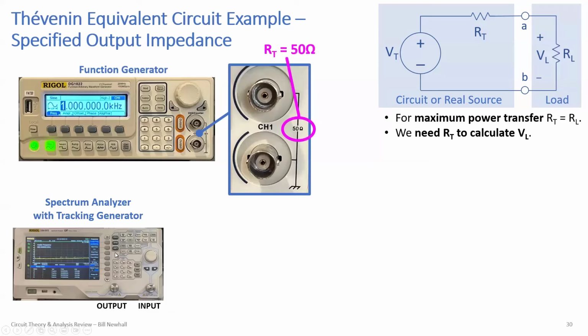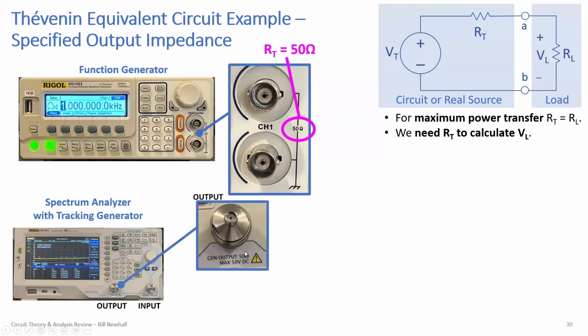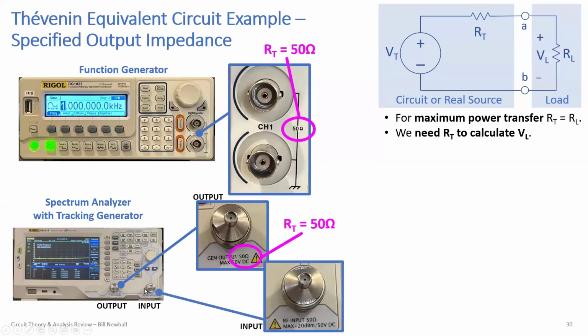A spectrum analyzer with a tracking generator. Here's an output specified with 50 ohms. So that's what that 50 ohms means right there. Incidentally, this spectrum analyzer has an input, and it's specified with an input of 50 ohms. So that would be the load, since this is an input to a piece of equipment.